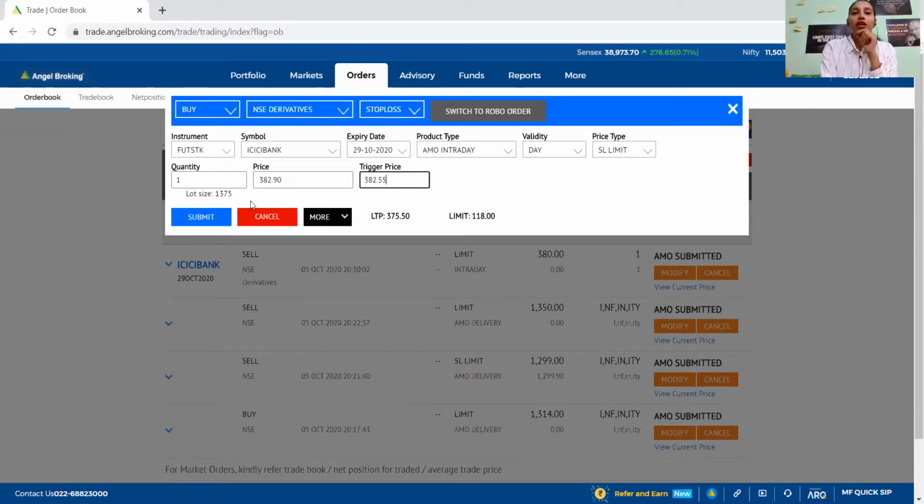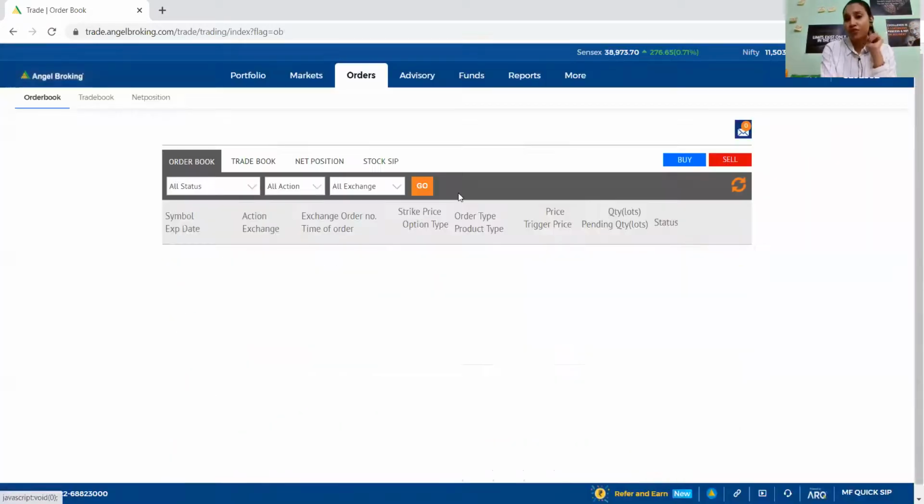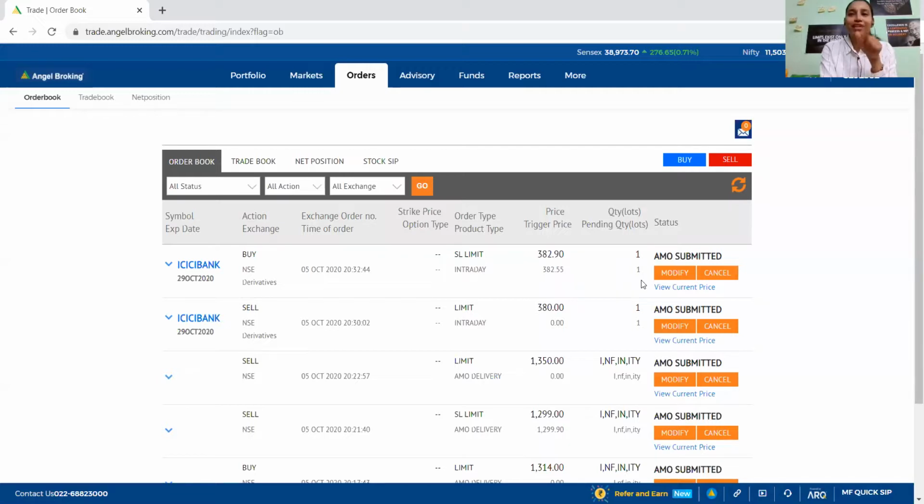Yeah. So you see the lot size, 1375, is the lot size over here. So I just press submit and then confirm. Order placed successfully. Okay, so all these orders are being placed because it's an after market order. If the market were live, this would show as rejected or pending, like this. Okay, so we have placed the stop loss.